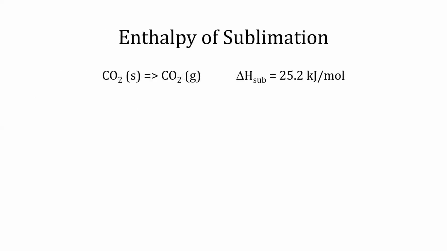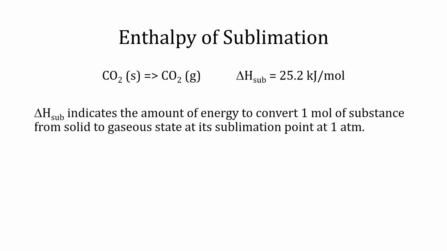For the sublimation process, when solid carbon dioxide converts to gaseous carbon dioxide, this process is called the enthalpy of sublimation, which equals 25.2 kilojoules per mole. The enthalpy of sublimation is defined as how much energy is needed to convert 1 mole of substance from solid to gas state at its sublimation point at 1 atm.